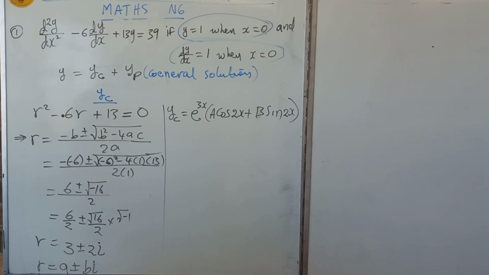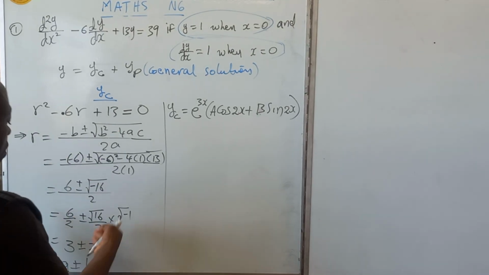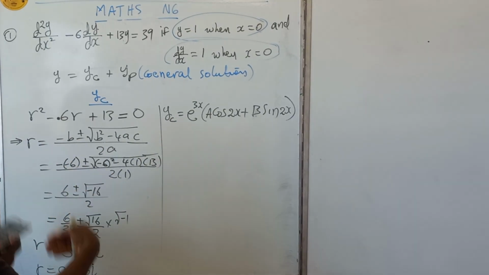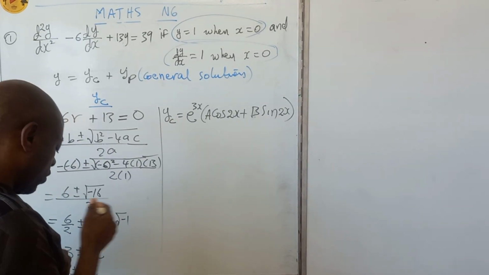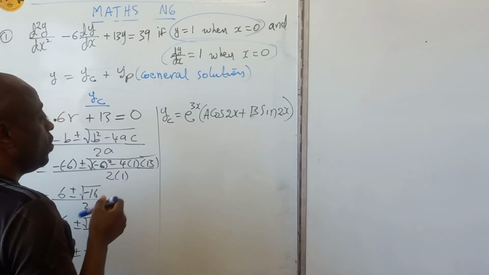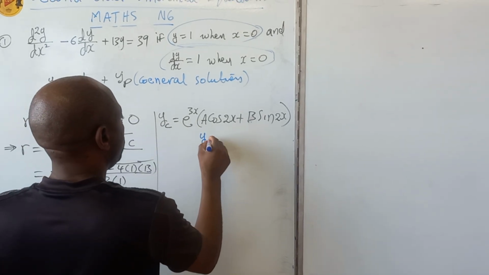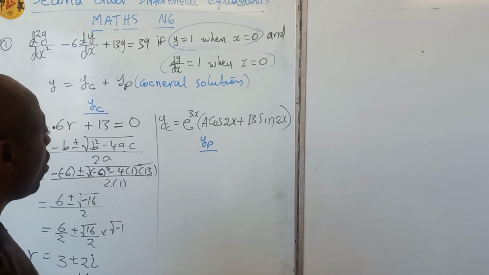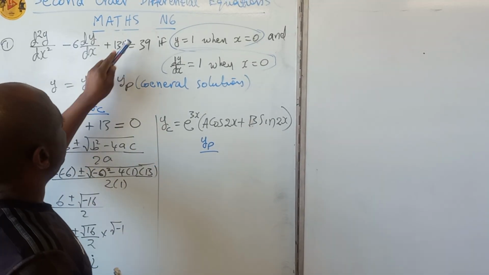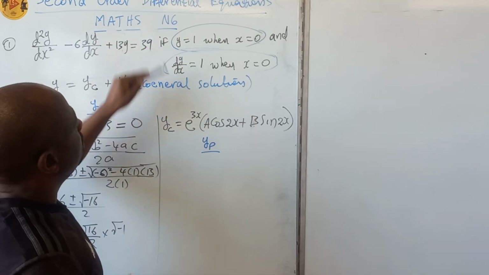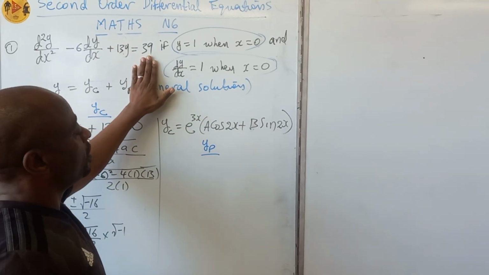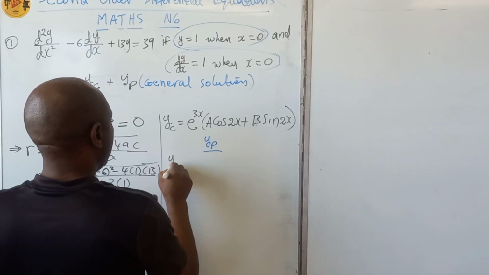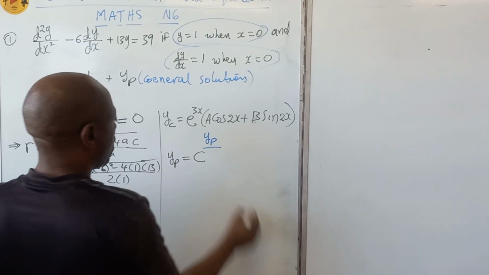So you see that your yc will always depend on the solution of your quadratic, whether your quadratic is complex or has two equal roots or two different roots. When you're done with yc, you can now switch over to yp, our particular integral. The choice of yp will always depend on the kind of function on the right hand side. This time around, we have a constant on the right hand side. So that means your yp is a simple constant.